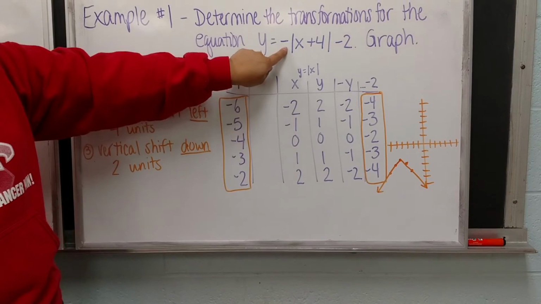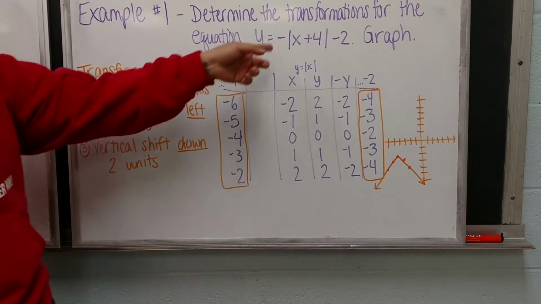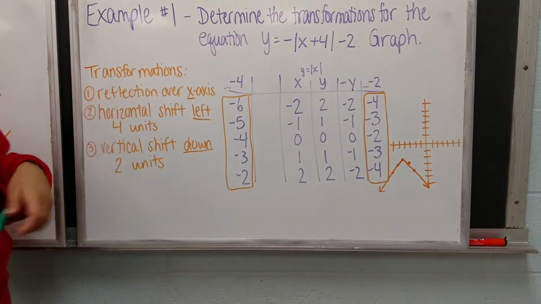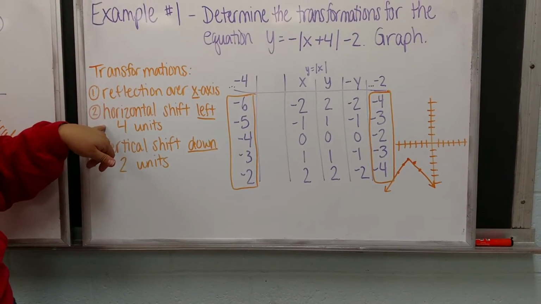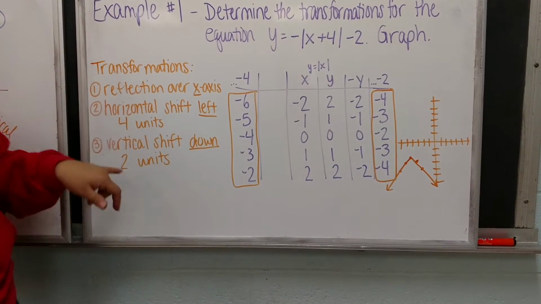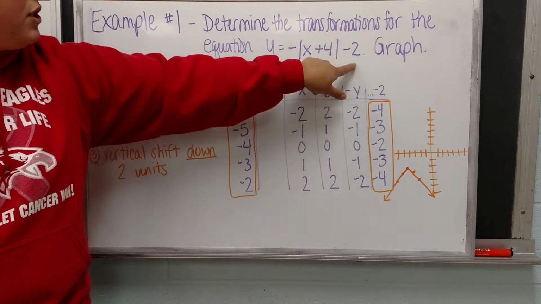The first thing that we see is a negative. That means that we have a reflection over the x-axis because it's outside the parentheses. Then we see this plus 4. The plus 4 means that I have a horizontal shift to the left 4 units, which means my graph moves to the left 4 units. Then you have a vertical shift down 2 units because of our negative 2.